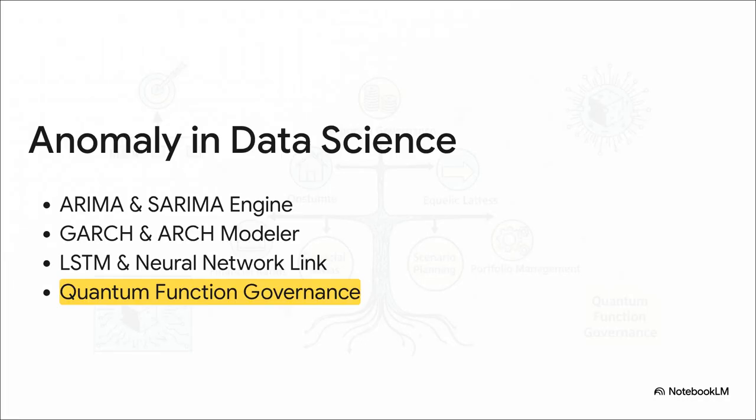Okay, and this is where it just gets bizarre. Now you're deep in the data science section. F3, time series analysis. We're talking ARIMA models, neural networks, super heavy, quantitative stuff. And boom, at the end of the list, like some kind of ghost in the machine, there it is, quantum function governance. Okay, this is definitely not a coincidence.